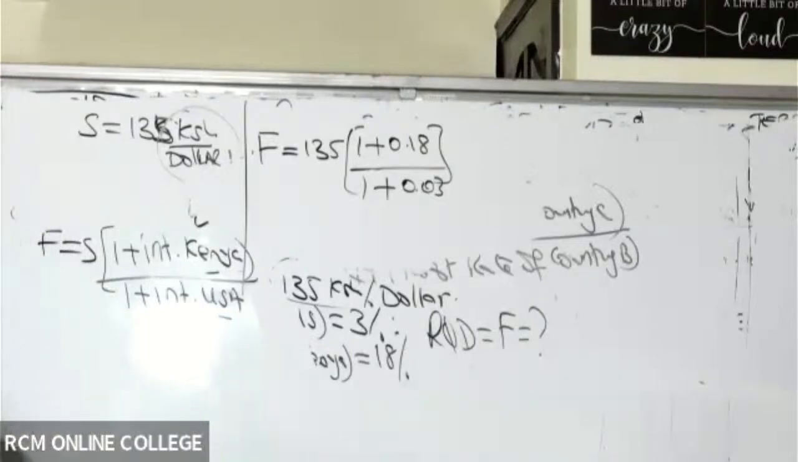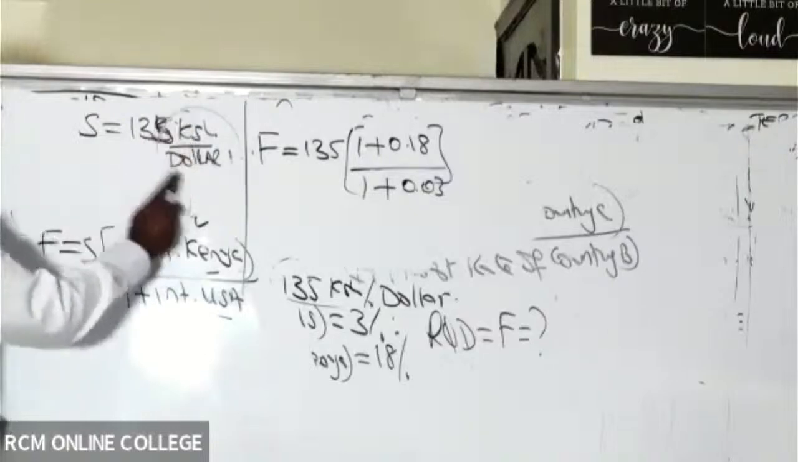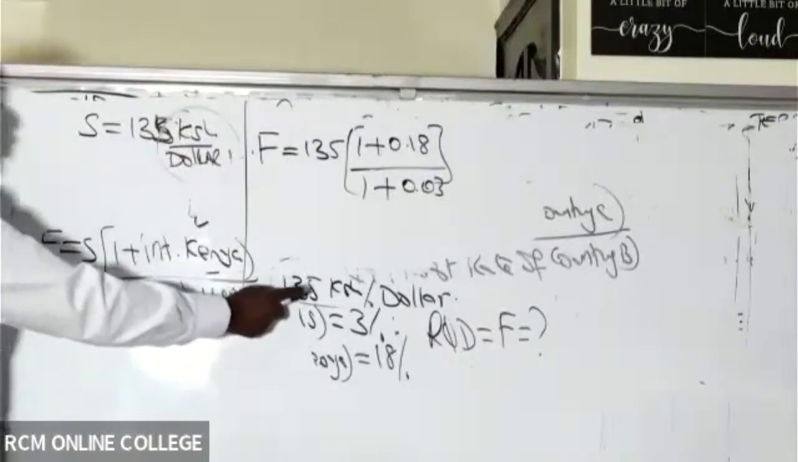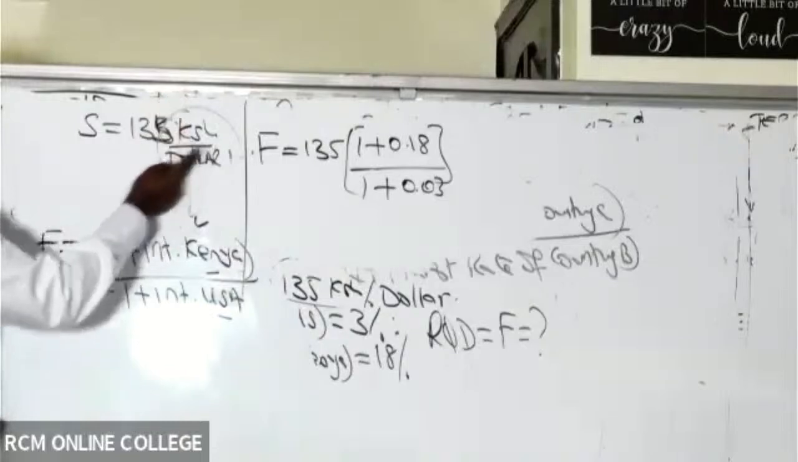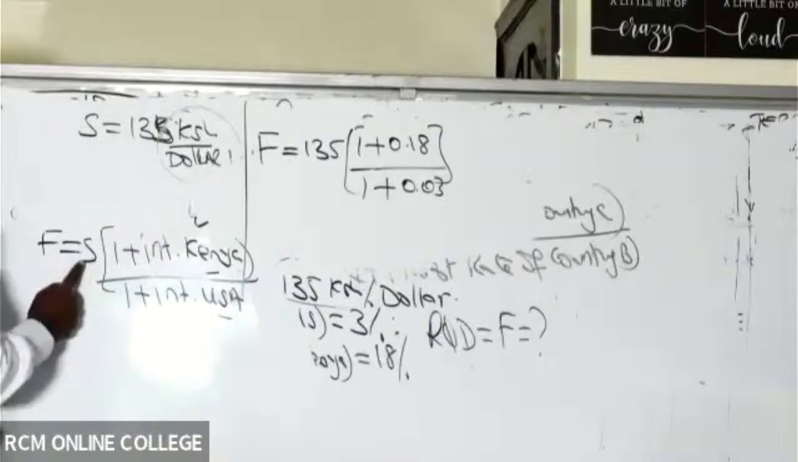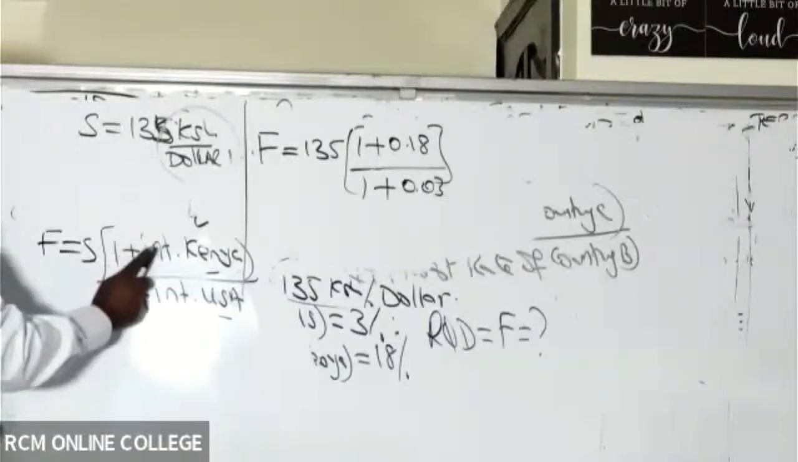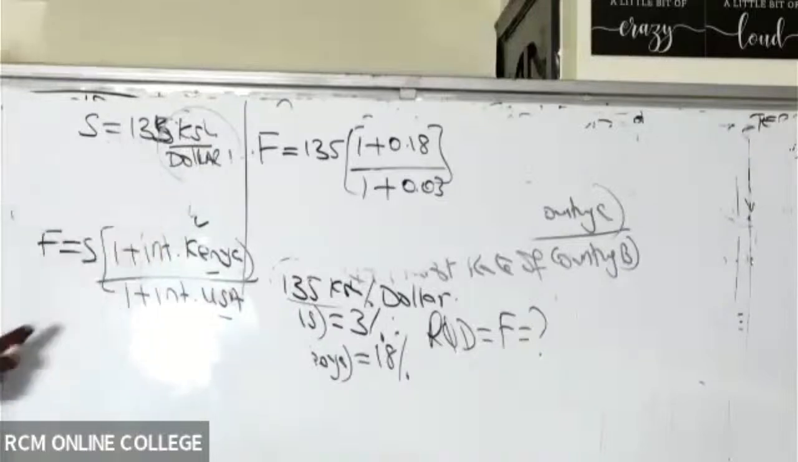All right. So remember, what have we said? You must be able to see the expression of the spot rate. The spot rate is Kenya shillings per dollar. So if you write this it will be Kenya shilling on top, dollar down. So Kenya will be on top. So it will be spot rate, which is 135 times 1 plus interest rate in Kenya, all over 1 plus interest rate in the US, like that.